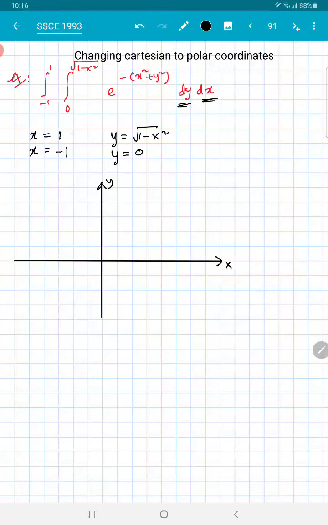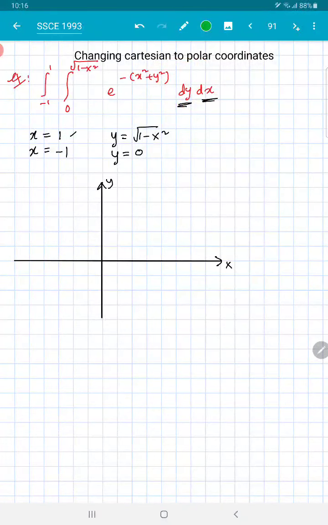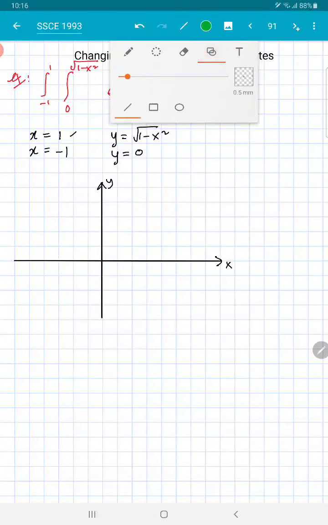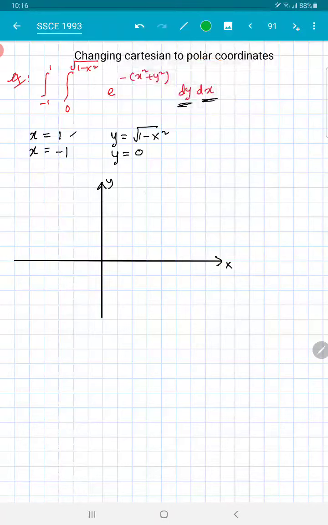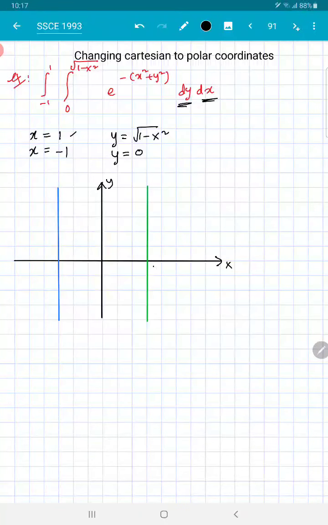We have the first equation, x equals 1. That is just a vertical straight line. Let's say this is 1, so this is x equals 1. Then we have x equals negative 1, another vertical line. Let's say this is x equals negative 1. So here we have x equals 1, here we have x equals negative 1, and we have y equals 0.